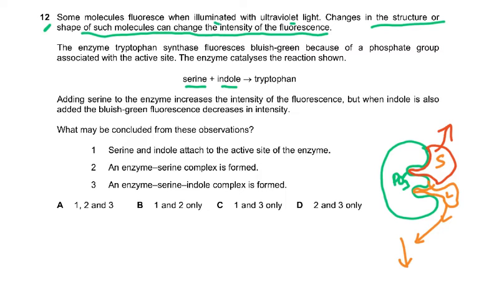So we have serine and indole, and we have a problem here. This is serine and this is indole. What may be concluded from these observations? Serine and indole attach to the active site of the enzyme. Yes. An enzyme-serine complex is formed. Yes. An enzyme-serine-indole complex is formed. So that's why the answer is A: 1, 2, 3.